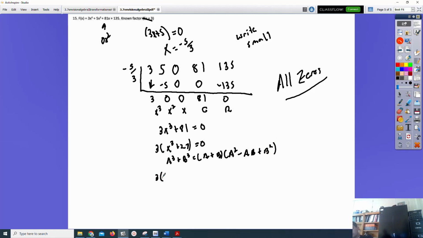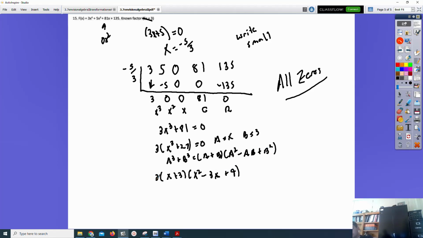I got a 3 out front. Let's see here. A is going to be x because x times x times x is x cubed. B is going to be 3 because 3 times 3 times 3 is 27. So x plus 3. Now I'm looking here. It says square a. X times x is x squared. Now I'm looking here. Minus x times 3, 3x. Now I'm looking here. Plus 9 because 3 squared is 9.